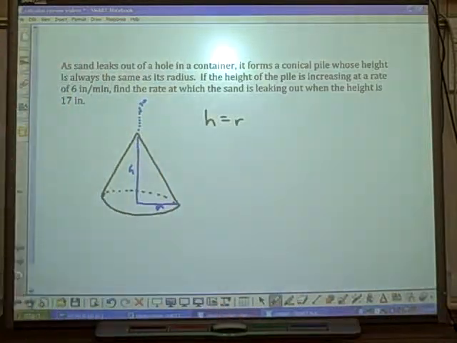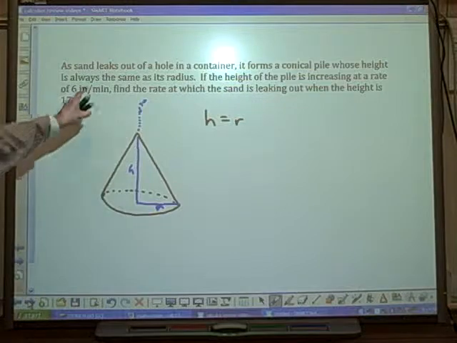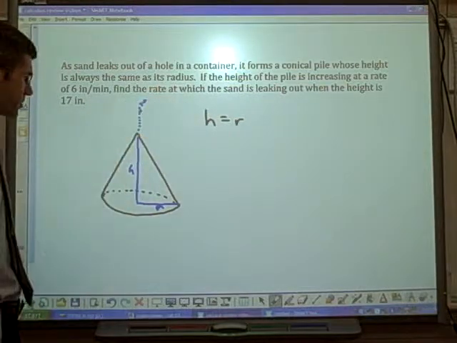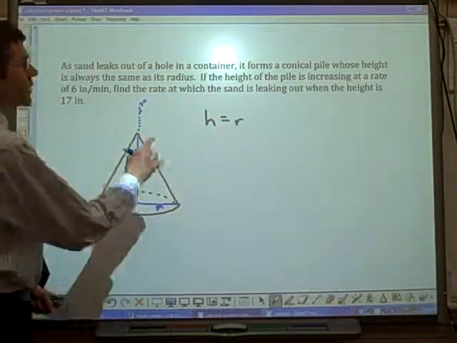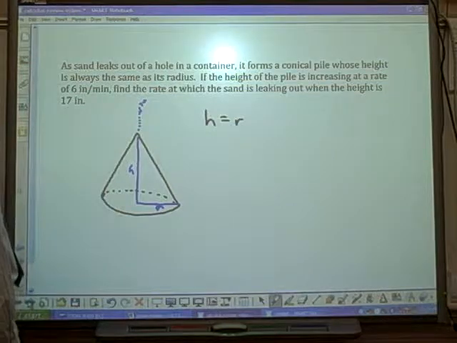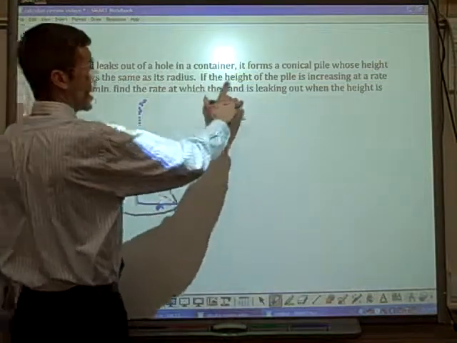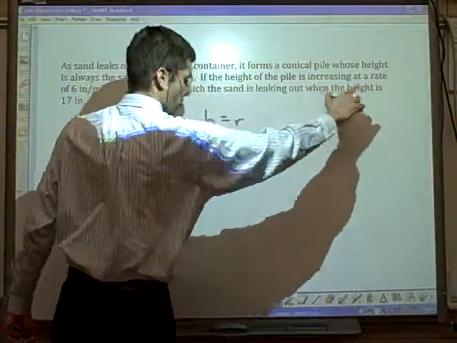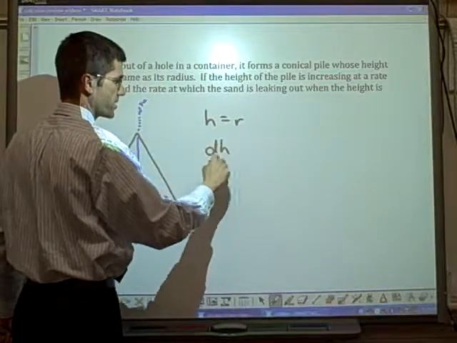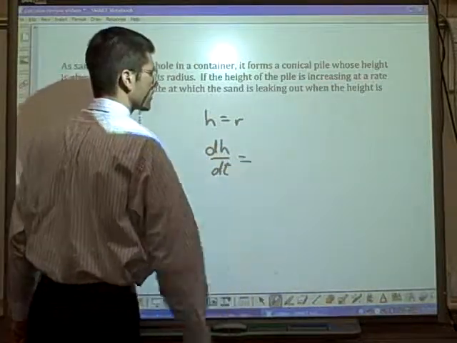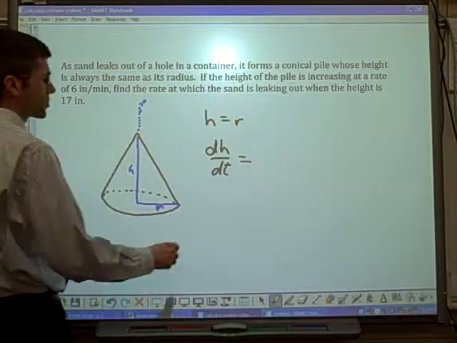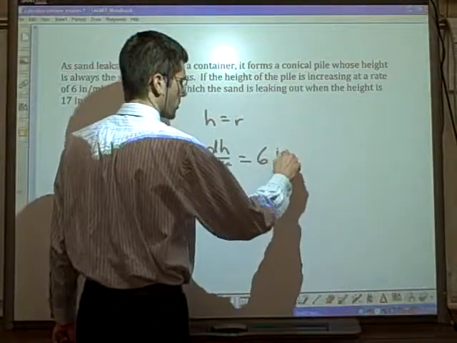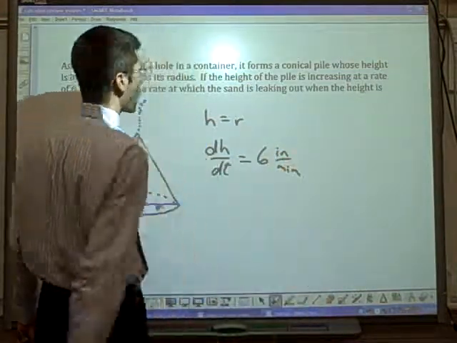There we go. All right, so far we've dealt with the first sentence. We drew a terrible picture and know that the height and the radius are the same, not drawn to scale. If the height of the pile is increasing at a rate of, height, rate, that's dH/dt, 6 inches per minute. We'll put the units on it just because it looks like fun.